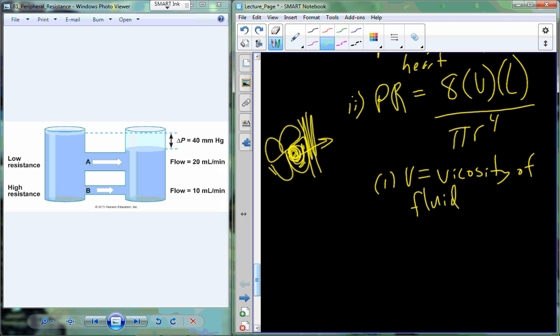Can you reverse that? Is there any way to reverse that, or once it's done? Once it's done, it's pretty permanent.